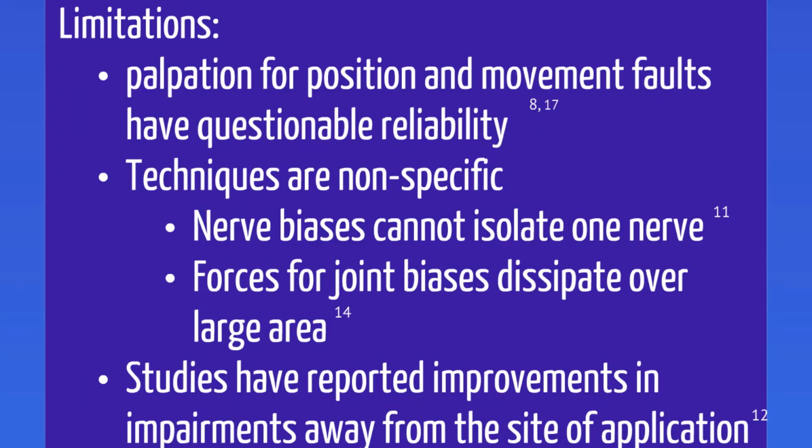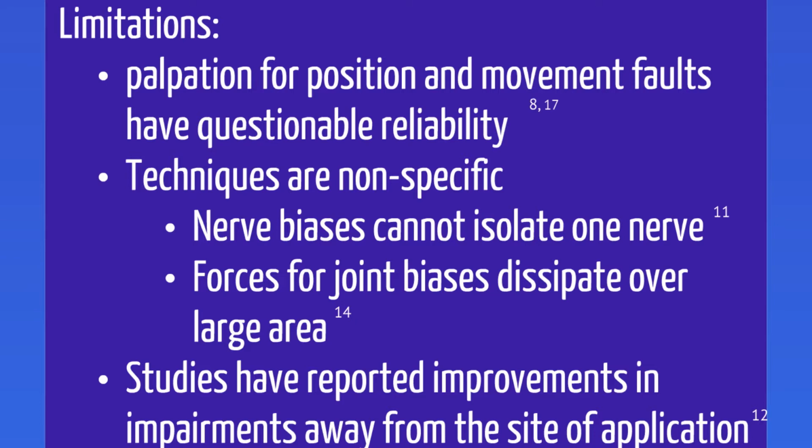The reason to move away from solely the biomechanical approach is there are some limitations found with looking strictly from a biomechanical aspect. Some of those limitations include palpation for position and movement faults having questionable reliability between raters and intra-raters. The techniques are not as specific as we would hope. Nerve biases cannot isolate one nerve. If you are putting a nerve on tension and trying to mobilize it, you're going to be mobilizing the whole system since it's all connected.